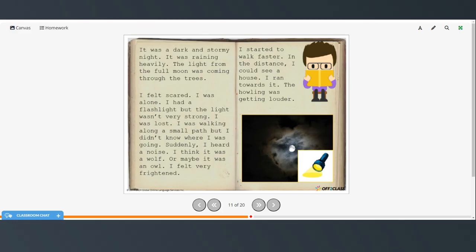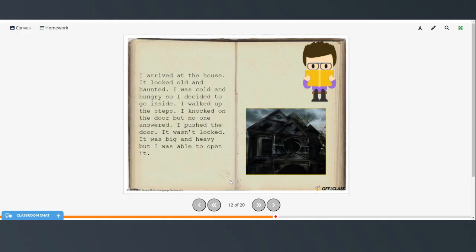Suddenly, I heard a noise. I think it was a wolf, or maybe it was an owl. I felt very frightened. I started to walk faster. In the distance, I could see a house. I ran towards it. The howling was getting louder. I arrived at the house. It looked old and haunted. I was cold and hungry, so I decided to go inside.